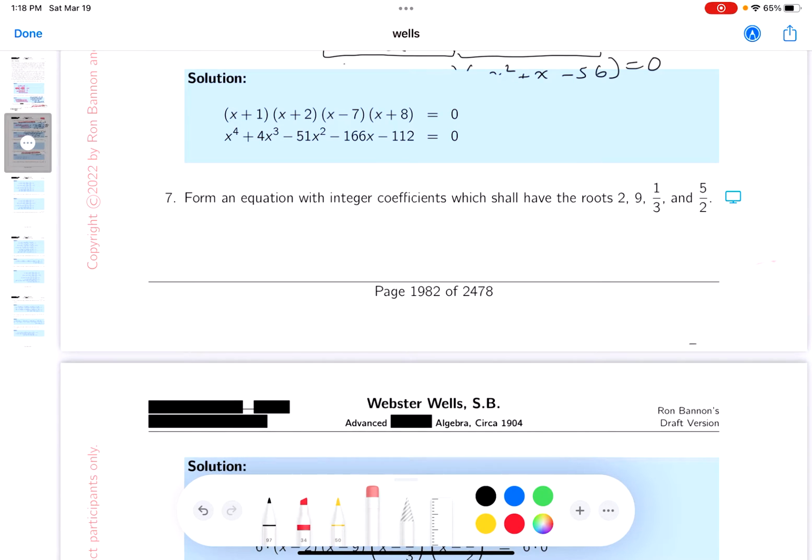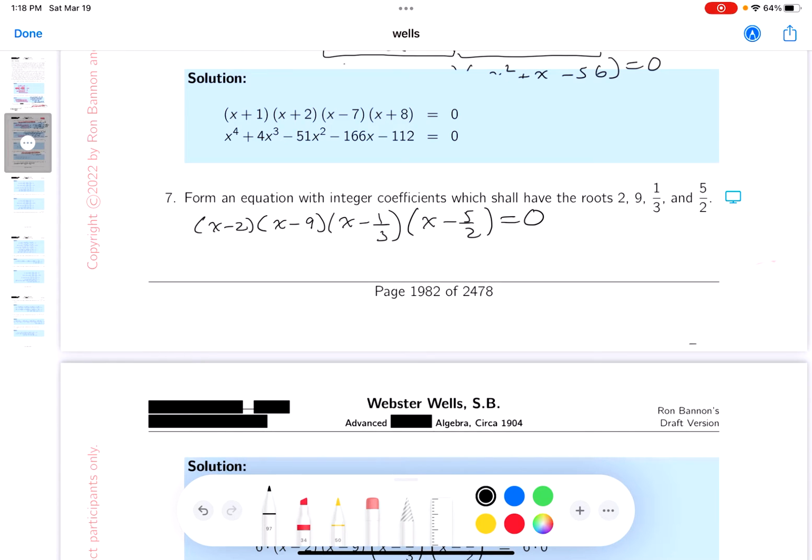Okay, we have an equation that has integer coefficients and has the following roots. So if 2 is a root, I'm going to say the factor would be x minus 2. And if 9 is a root, I would say the factor is x minus 9. Now, if 1/3 is a root, I would say x minus 1/3 is a factor. And if 5/2 is a root, I would say x minus 5/2 is a factor. And this is using the zero product rule.